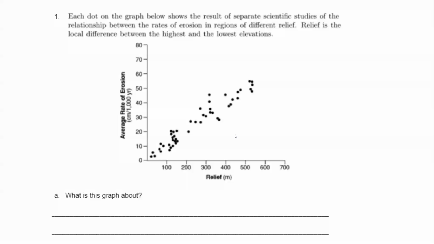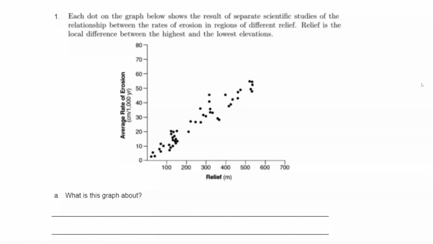Hey guys, let's talk about how to do question number one on the identifying variables and their correlation worksheet. Number one says each dot on the graph below shows the result of separate scientific studies of the relationship between the rates of erosion in regions of different relief. Relief is the local difference between the highest and lowest elevations. And question 1A asks, what is this graph about?